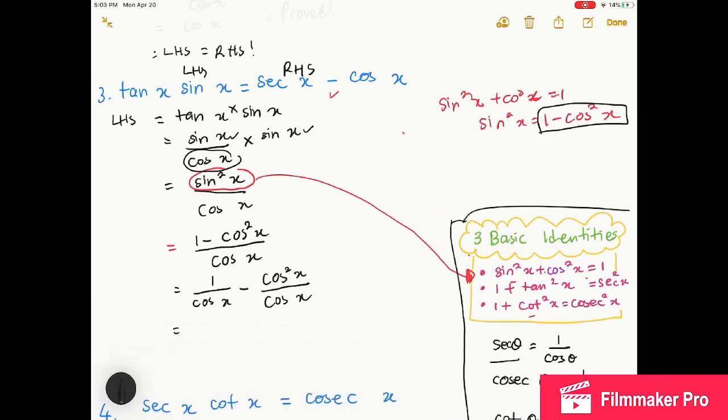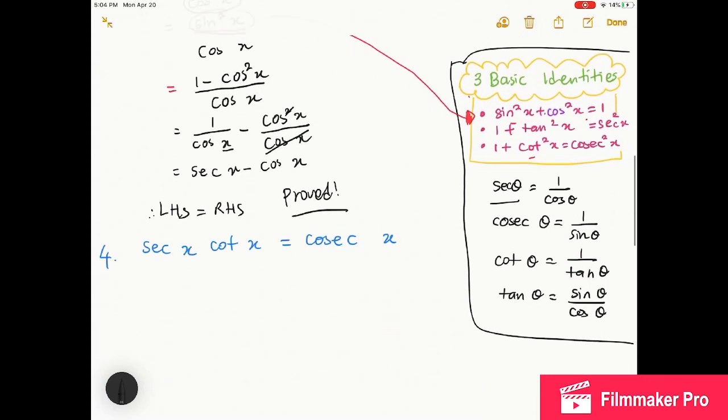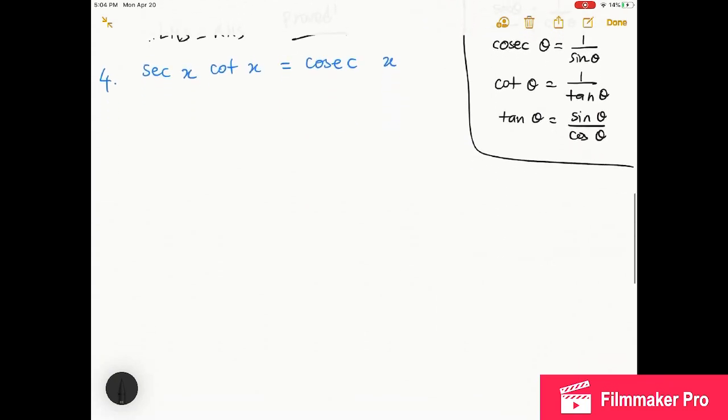So 1 over cos x is equal to secant theta, or secant x according to our variable. So this one I can simplify to be cos x. So it is proven that our left hand side is equal to right hand side. So proof. Okay, easy, right?